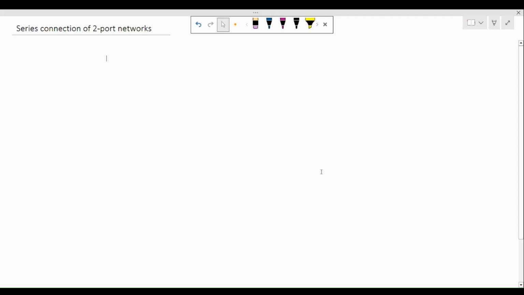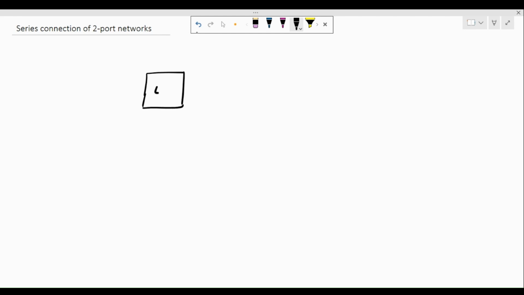Everyone, in this video, we're going to take two linear passive networks, two-port networks, and connect them in series. And then we're going to see how the Z parameters are going to change. So let's begin. Suppose I have two networks. I'll call one of the networks R and the other network S, and they're connected in this manner.